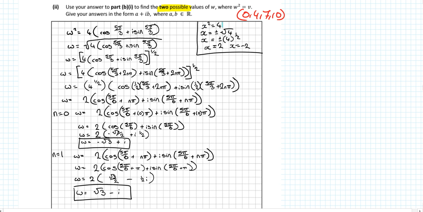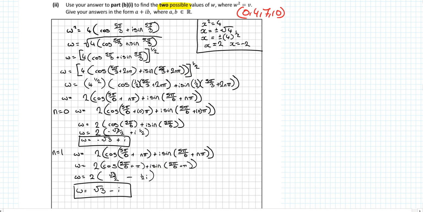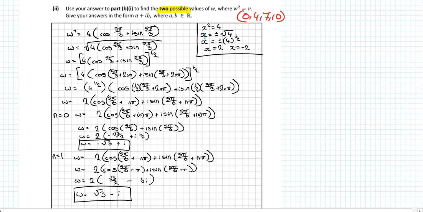Okay, so let's take a second and think. What if I had X squared is equal to 4? Well, what I would do to get X on its own, I would take the square root of both sides. The square root of X squared is just X. The square root of 4 is plus or minus square root of 4, because I must have 2 answers. Remember, the highest power is 2. So I should have 2 solutions to this.